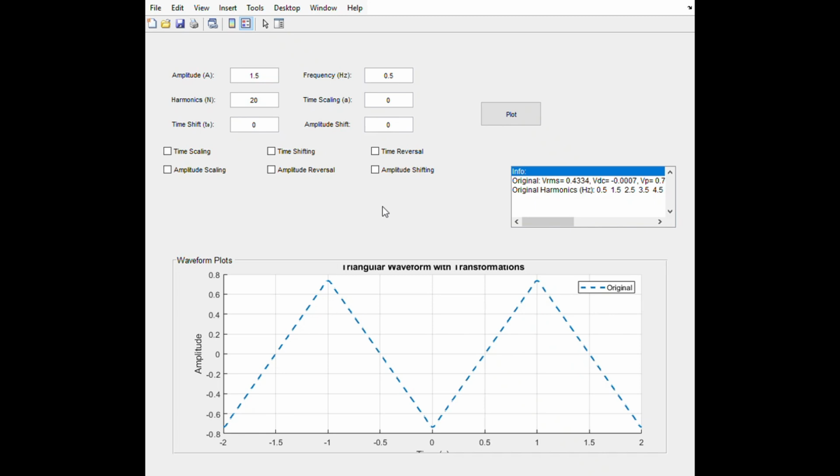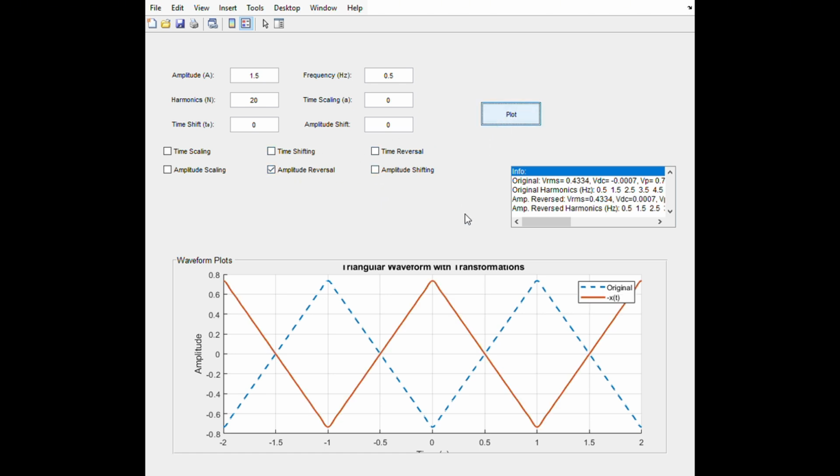The fourth transformation we have is vertical reflection or inversion. This flips the waveform about the horizontal axis, turning all peaks into troughs. It's especially useful in analyzing signal polarity and waveform symmetry.